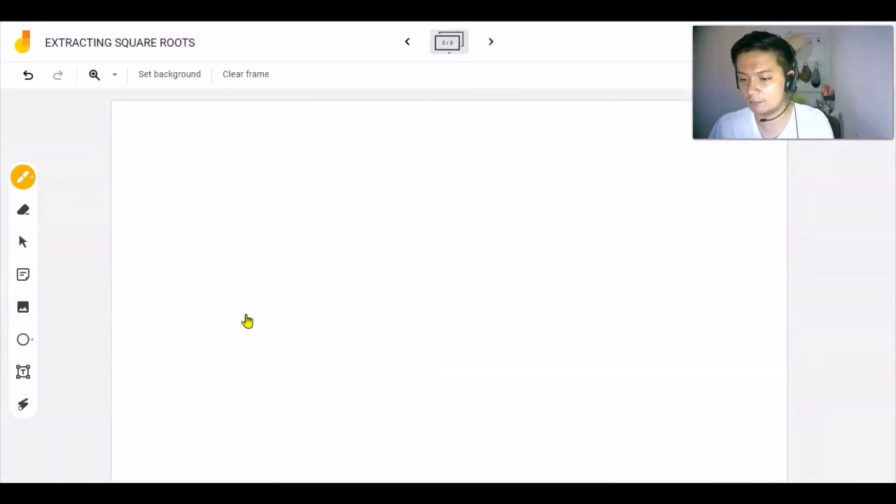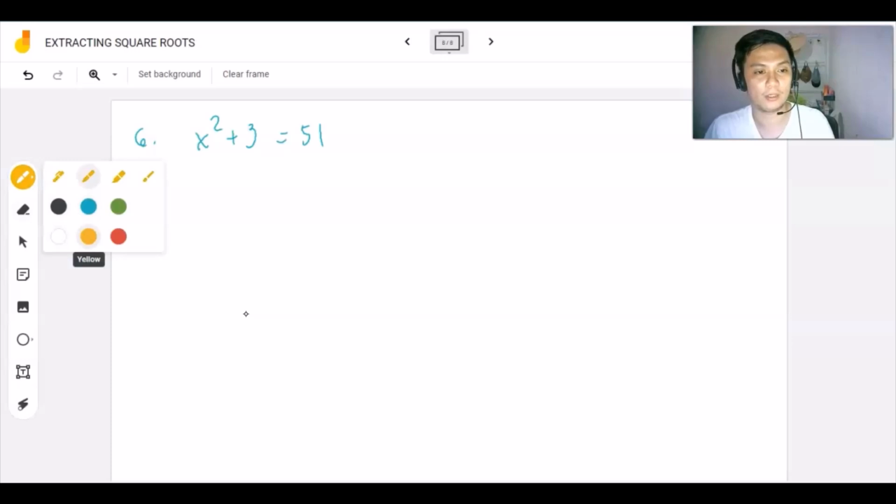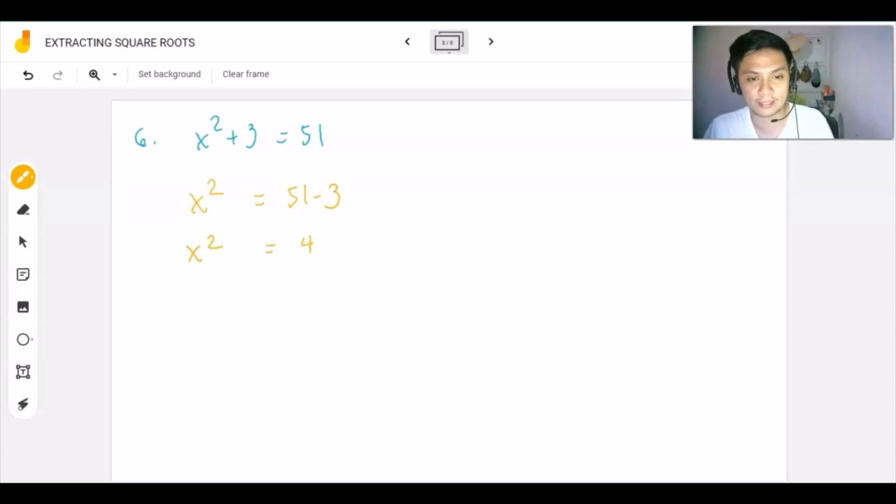Let's have another example. We'll have the sixth one. Ito siya. Okay, so we'll have x squared plus 3 equals 51. So again, we isolate the term containing the variable that is raised to the second power, which means we eliminate the constant on that side. So we'll have x squared equals 51 minus 3, and x squared equals 48. And we apply square root property. So we write that x is equal to positive or negative square root of 48.